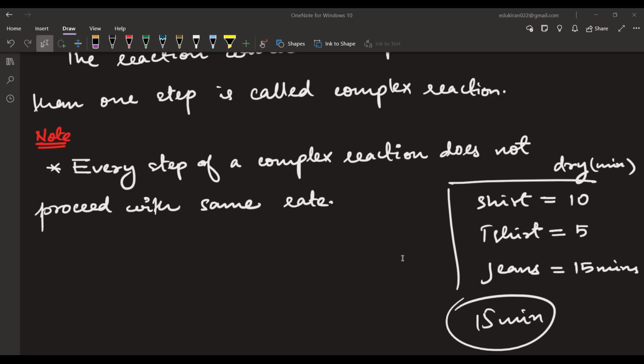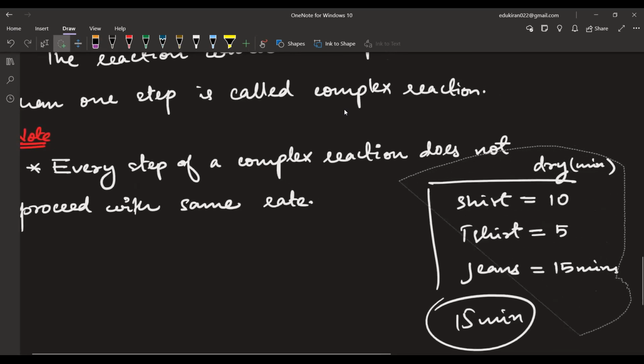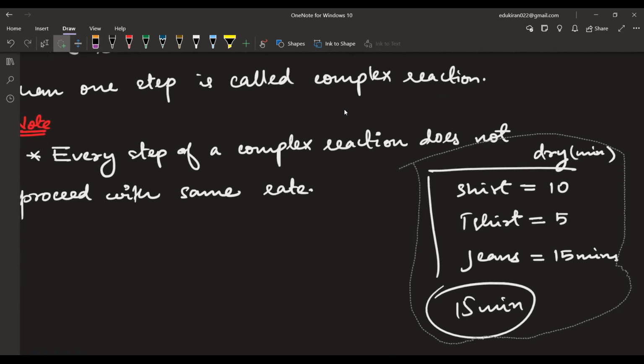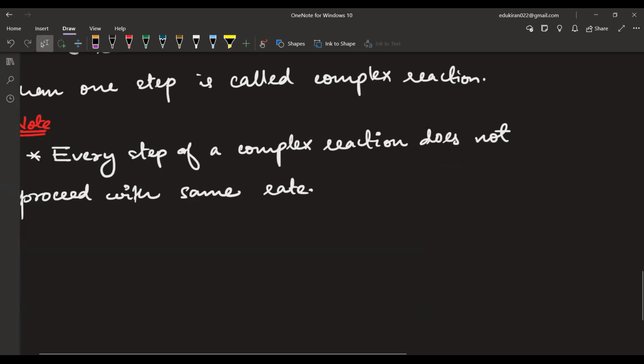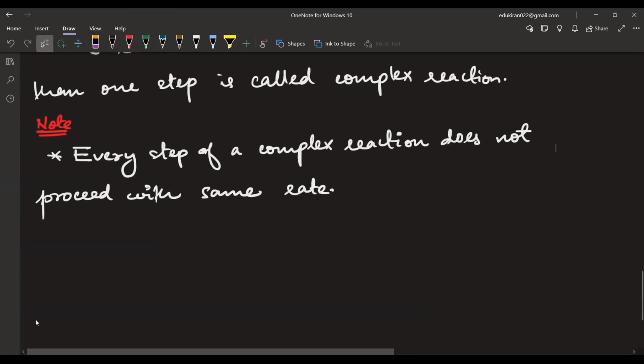Okay, fine. Great. That means the rate means the time that is determined. So the time determining step will be the slowest step. So what is determining the speed of drying clothes? The cloth item which takes the longest time determines how fast the clothes are going to get dried. That is why here also there will be different steps, and the slowest step of the complex reaction will determine the rate of reaction. So please write the next point.